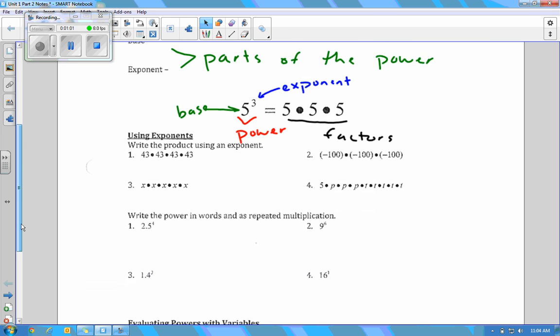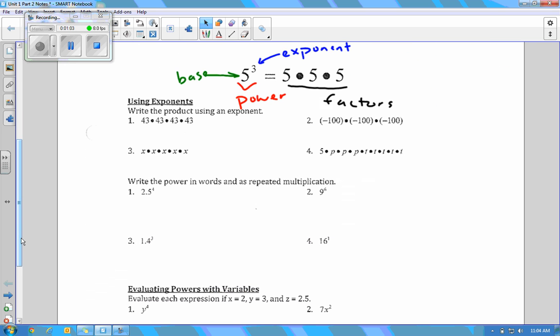If you scroll down, it says using exponents, and your directions are to write the product using an exponent. So for number 1, you see we have 43 times 43 times 43 times 43. So that's going to be written 43, and we say to the 4th power, so with a little 4 right here, an exponent 4. For number 2, we have negative 100 times negative 100 times negative 100. So that's going to be negative 100, and that's going to be to the 3rd power. Since the negative 100s, we're doing 3 of those, we put it in parentheses, so we keep the negative with it.